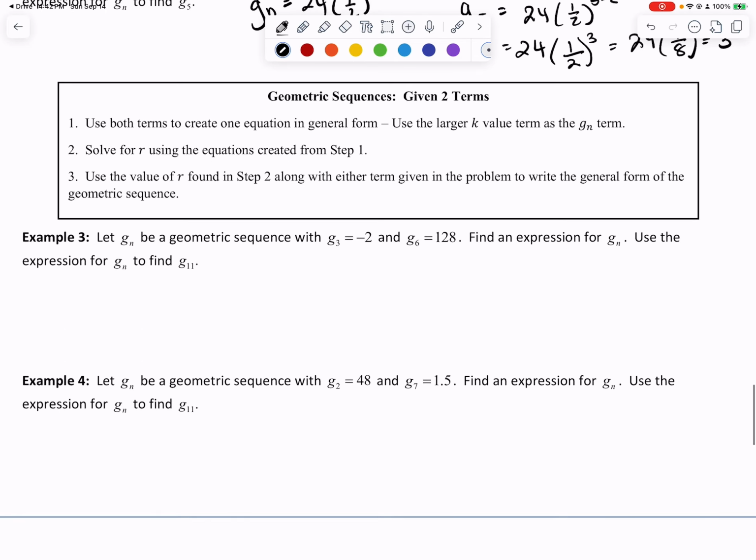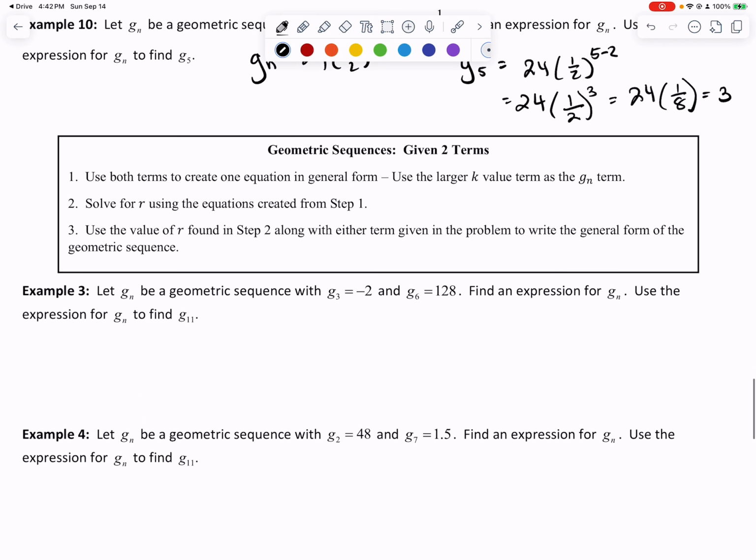All right. These are our last 2 examples, and this is our situation where we're given 2 terms but not the common ratio, and we have to figure out our common ratio. We can write an expression using our formula. We know g sub n equals g sub k times r to the n minus k. And think about the earlier one as the g sub k and the later one as the g sub n.